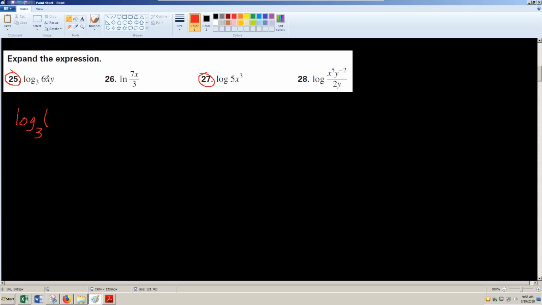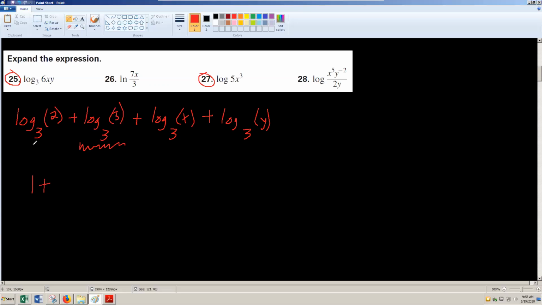But how do we get 6? We get 6 from 2 times 3, right? So here I would have log base 3 of 2 plus log base 3 of 3, and then plus log base 3 of x plus log base 3 of y. So the one thing I want to make sure at the end of a problem, once you've quote unquote fully expanded it, is you check to make sure anything can be simplified or not. So log base 3 of 3 is just 1. So my final answer here should look like 1 plus all this stuff up here.